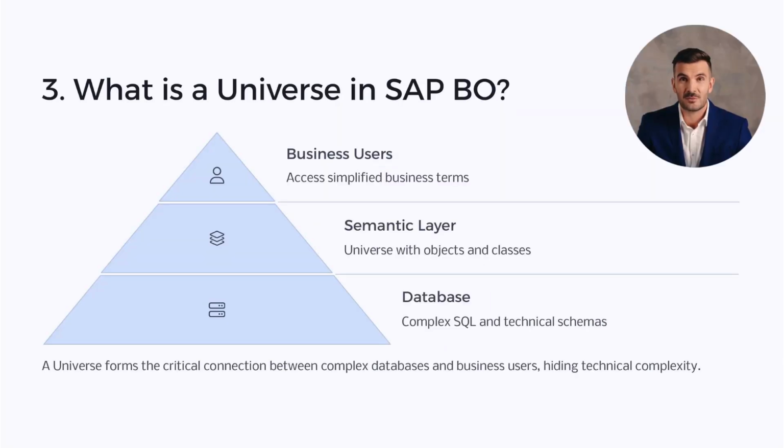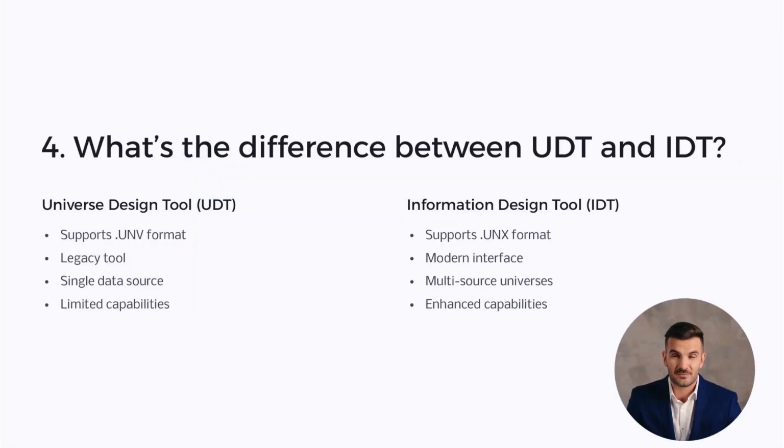Question number 3. What is a universe in SAP BO? Answer. A universe is basically a semantic layer between the database and the end user. I've created universes using both UDT and IDT to define objects, classes, and joins so users can run complex queries without writing SQL.